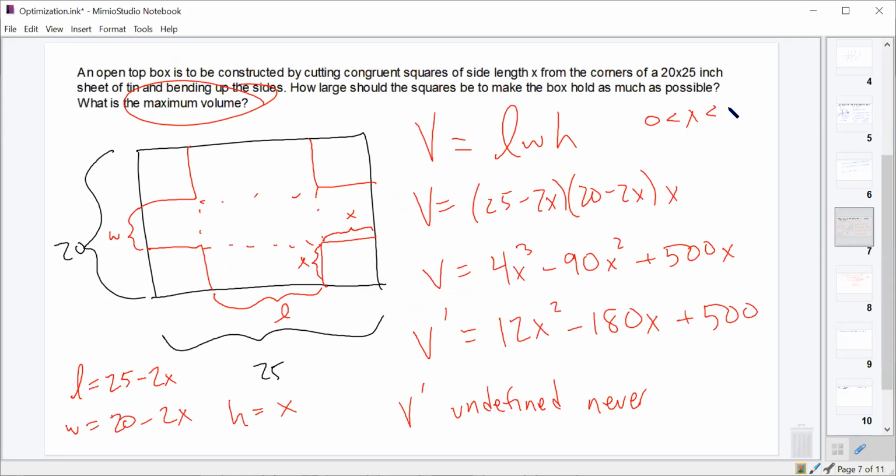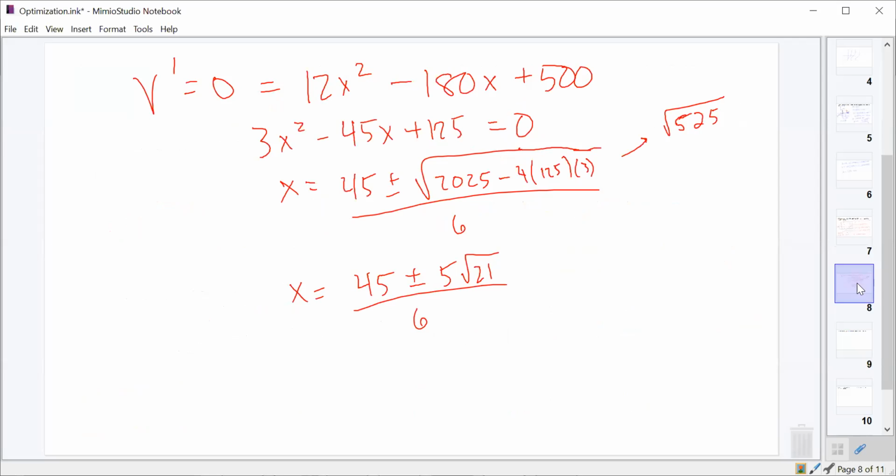10. Yeah, it's got to be less than 10, because if I'm cutting off 10 from each side, well, then I'm going to be cutting off the entire width, right? So it's got to be less than 10. So is 45 plus 5 root 21 over 6, or 45 minus 5 root 21 over 6 between 0 and 10? Yeah, the 45 minus. The 45 plus 5 root 21 over 6 is greater than 10. So we'll choose x equals 45 minus 5 root 21 over 6.